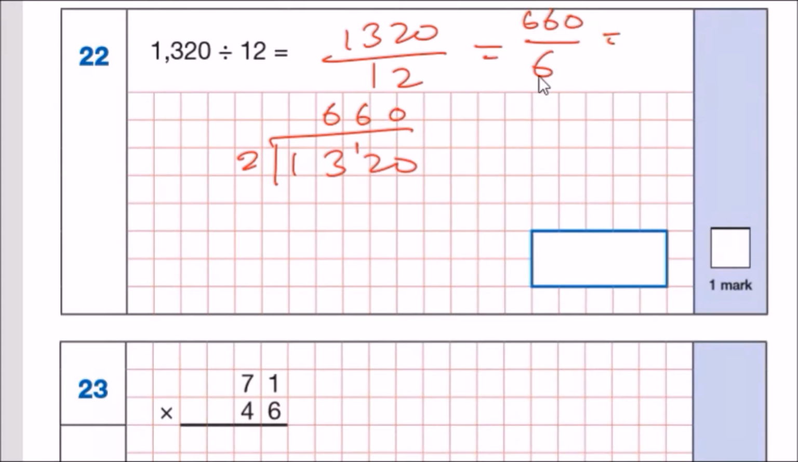Can we simplify this again? Yes, we can divide up and down by 6, because they look like they're in the 6 times table. So this becomes 1, and dividing this by 6, you get 110. So you get 110 divided by 1, which is 110. That's just how I would do it.